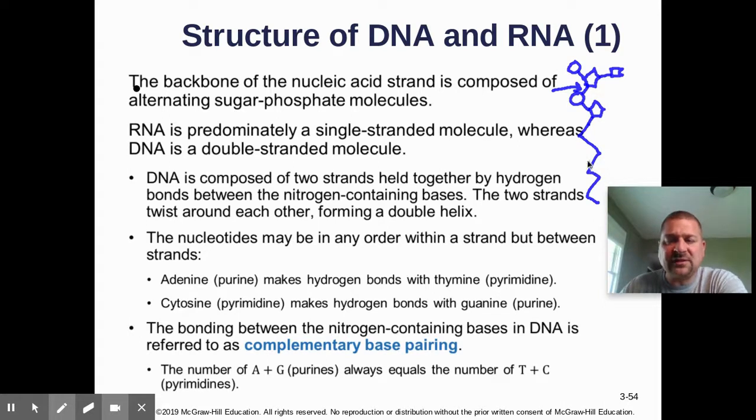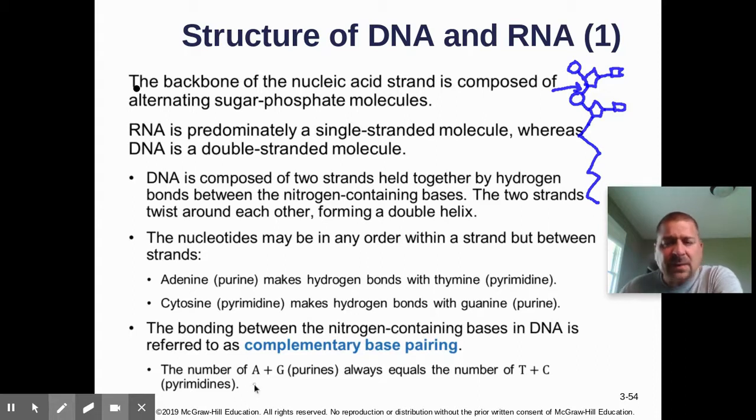And RNA would just be that single strand with the nitrogenous bases off the inside, whereas DNA is double-stranded. And we'll see here in a second that their hydrogen bonds will hold the adenine and the thymine together, and the cytosine and the guanine together.